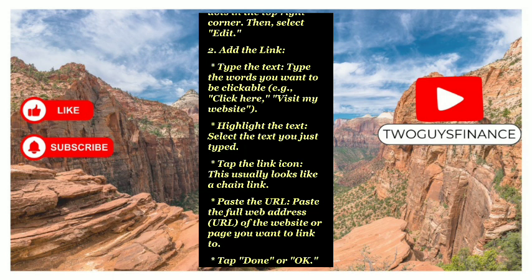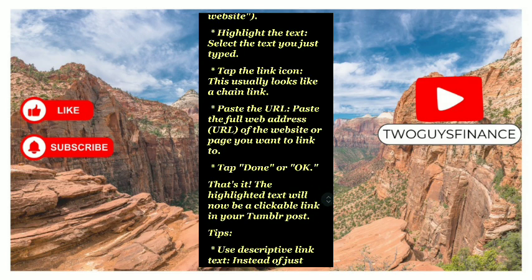Next, paste the full web address of the website or page you want to link. Tap Done or OK. That's it. The highlighted text will now be a clickable link in your Tumblr post.